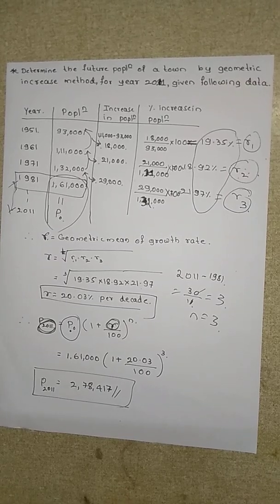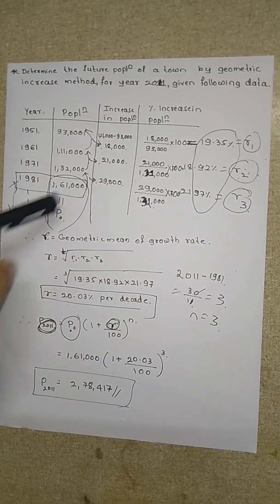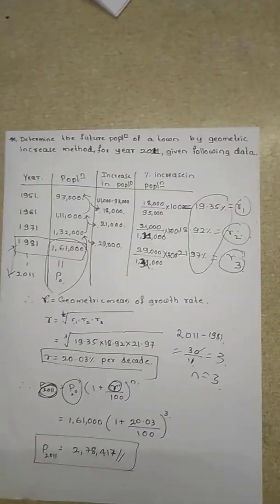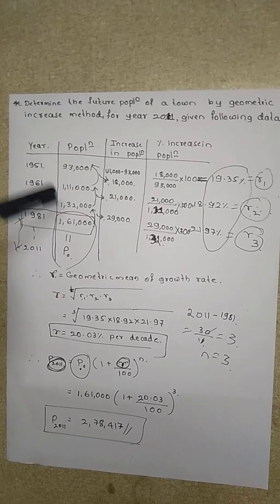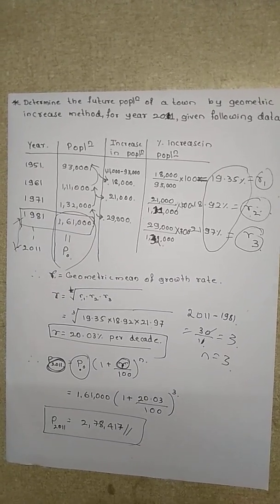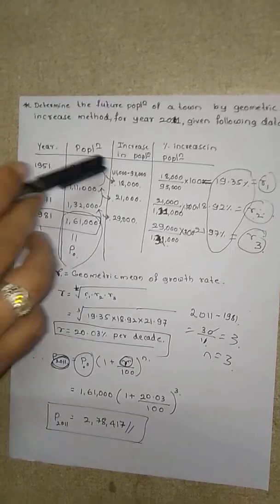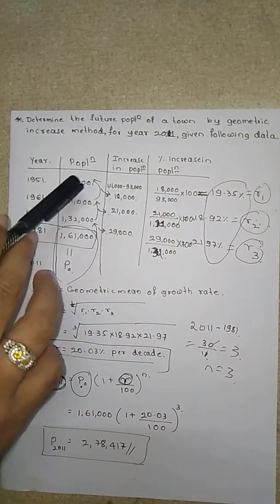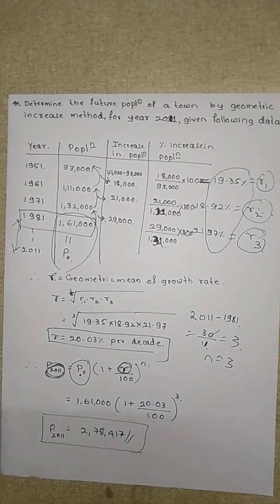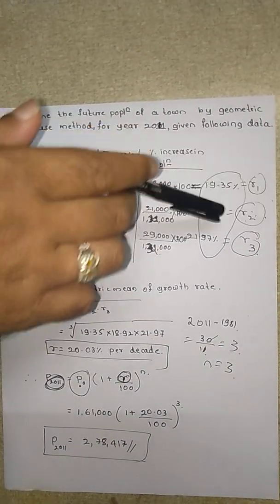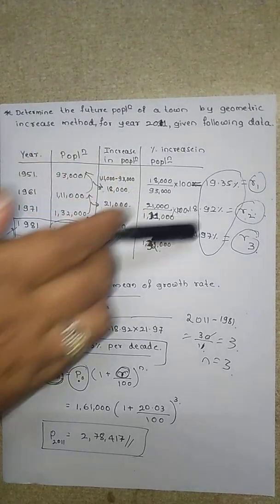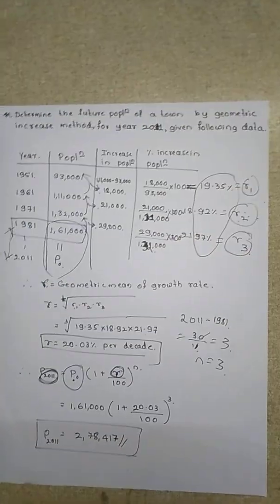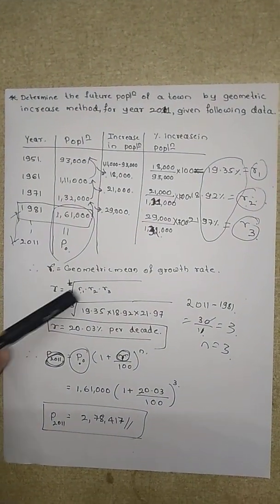Let us repeat the problem at a glance. First, the population is given to you. In order to find the percentage increase, you need to find the increase in population, so you deduct consecutive years' population. Then the increase in population, 18,000, divided by the initial population. So you will be getting R1, R2 and R3 between the decades. Then from this R1, R2, R3, you have found the R value using the Tth root.